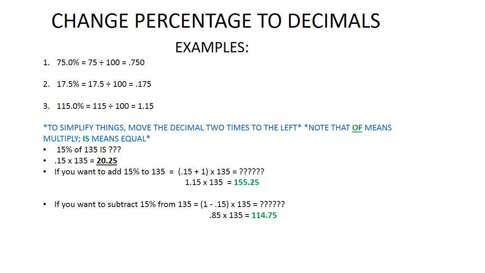Below is an example. 15% of 135 is what? Of means to multiply. So 0.15 times 135 equals 20.25. If you wanted to add 15% to 135, you go 0.15 plus 1 times 135, which equals 155.25. If you want to subtract 15% from 135, you go 1 minus 0.15 times 135, which equals 0.85 times 135 equals 114.75.